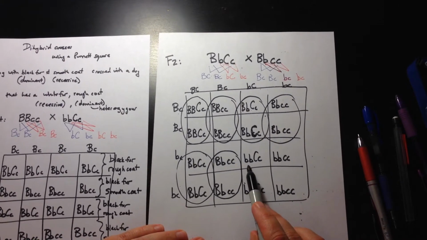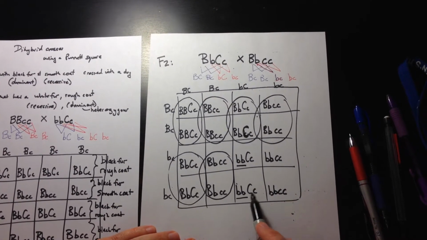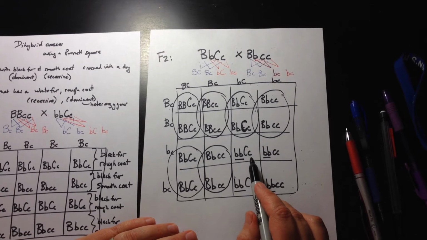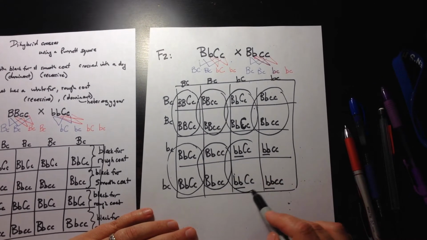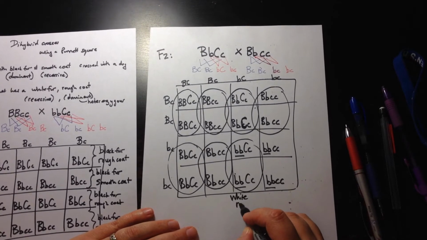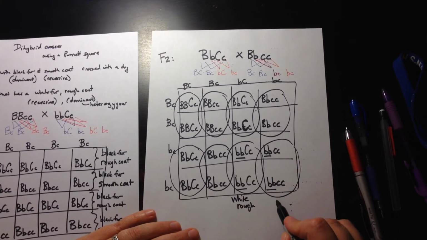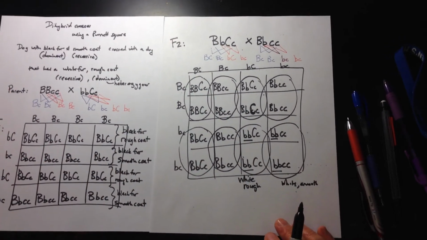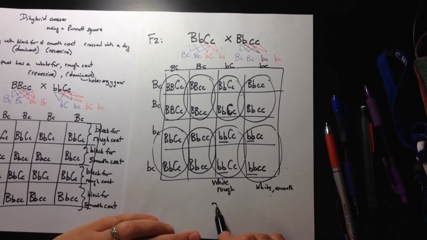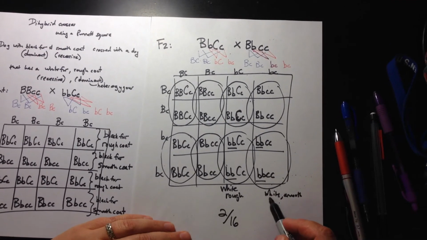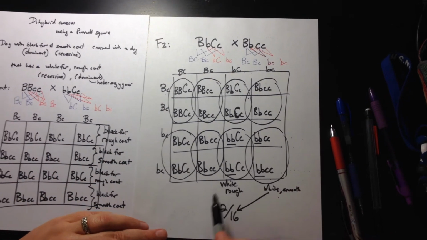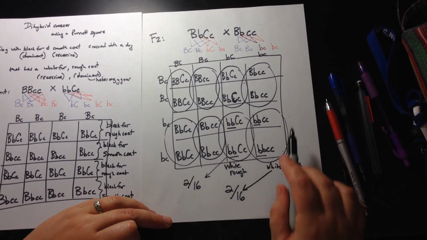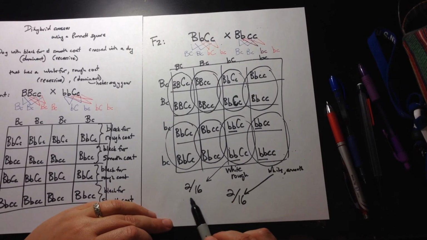And then here, interestingly enough, we see something else happening. Here we see white coat, little b, homozygous recessive, and it has a rough coat. So for these, we have white with a rough coat, and over here we have white with a smooth coat. So if I asked you how many dogs in the F2 generation were white with a smooth coat, you would just say 2 out of 16. Or if I asked you how many dogs were white with a rough coat, your answer would also be 2 out of 16. So you're going to count the ones that we're referring to and express that as a fraction.